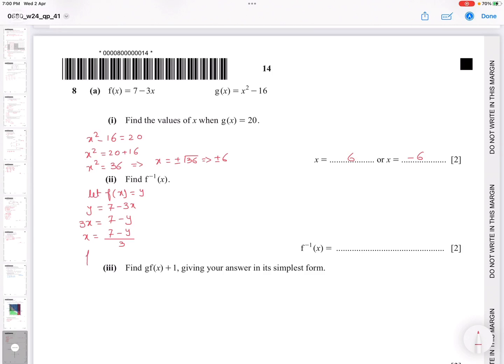So f inverse of x would be 7 minus, you replace y by x, over 3. This is your f inverse. So 7 minus x over 3.